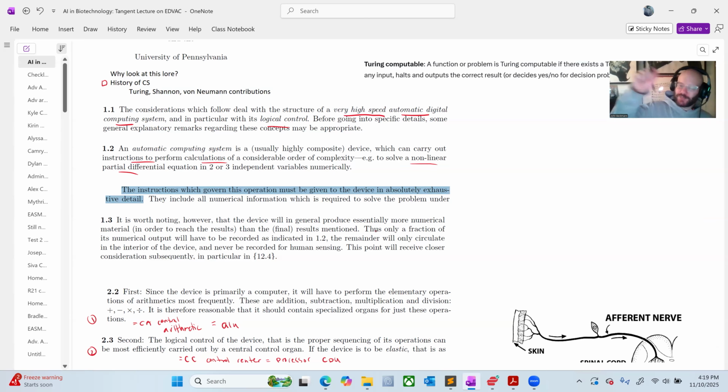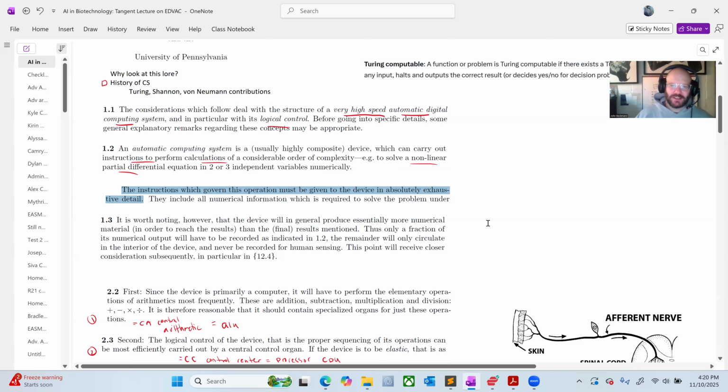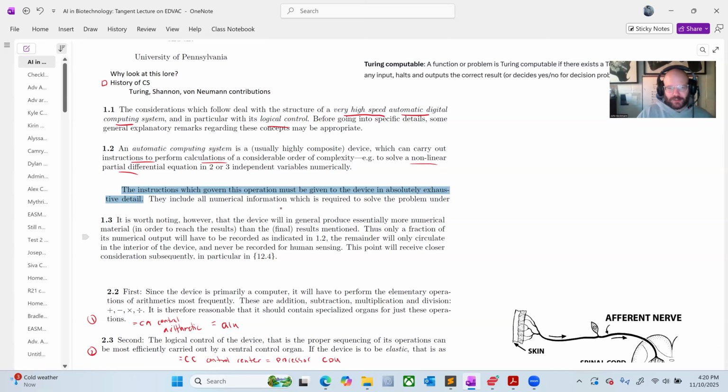Or later he says some statistical experiments this could also be used for. So they want to build this fast computing system that will do these complicated calculations, a very complicated calculator. And he says that instructions which govern this operation must be given to the device in absolutely exhaustive detail. This is essentially the rudimentary basics of coding. And anybody who has coded understands the syntax is very important. And that's what he's referring to with the exhaustive detail.